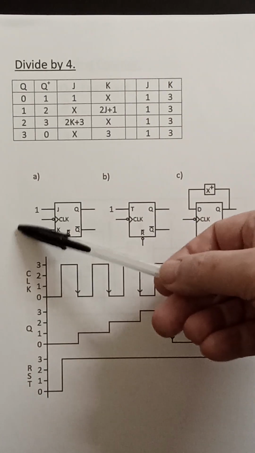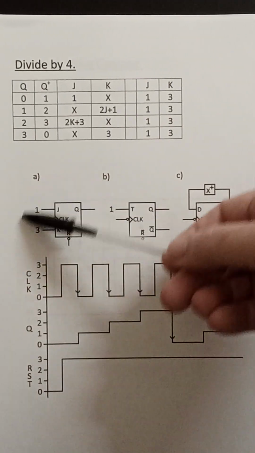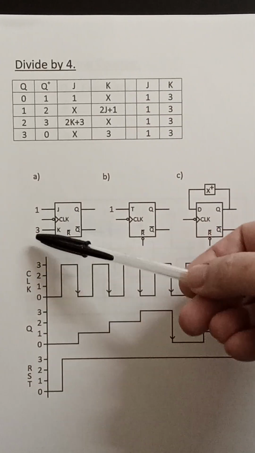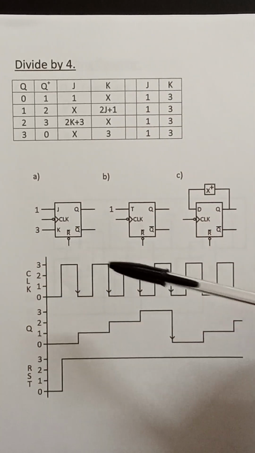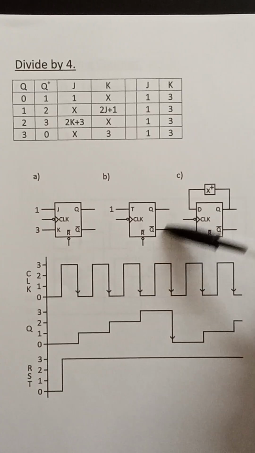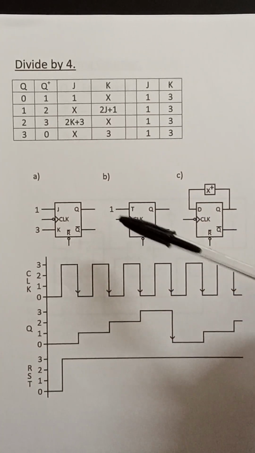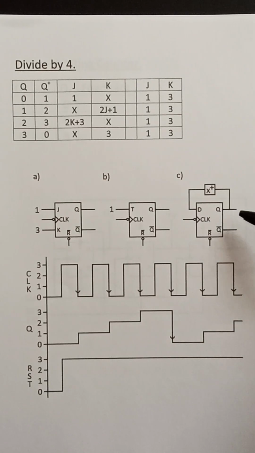So this applies to circuit A for this table. J is a 1 and K is a 3. And for a T flip-flop, implementing it with a T flip-flop, T is tied to a 1 constantly, and for a D flip-flop, use a quaternary successor gate from the Q output to the D input.